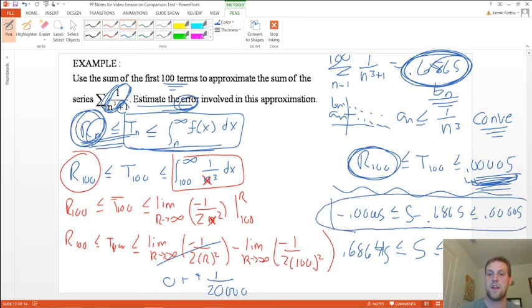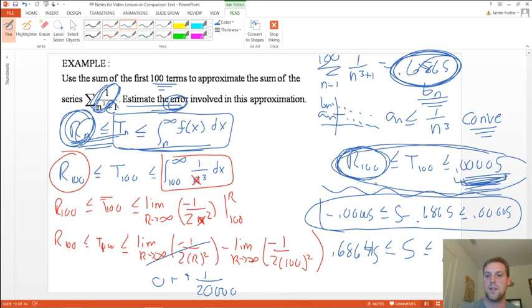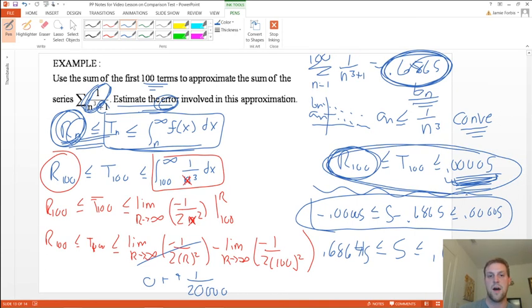This is estimating the error. These two are my, I mean, you can say either one. And then the bottom part here is actually estimating what the sum is. Okay. So there you have it.